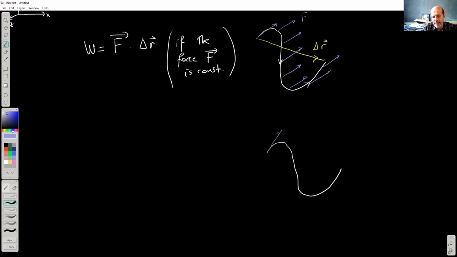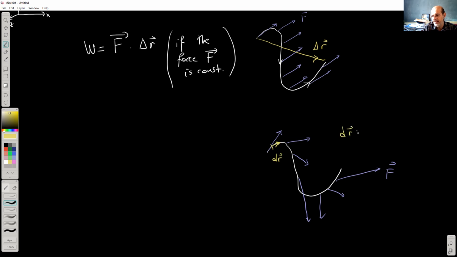Let's say it's like that, and then it changes its direction and then whatever. So at some point, it also changes its magnitude, let's say. It changes its magnitude and the direction. In this case, what you need to do is to basically convert this into an integral. So what you need to do is to divide this path into infinitesimal displacements.